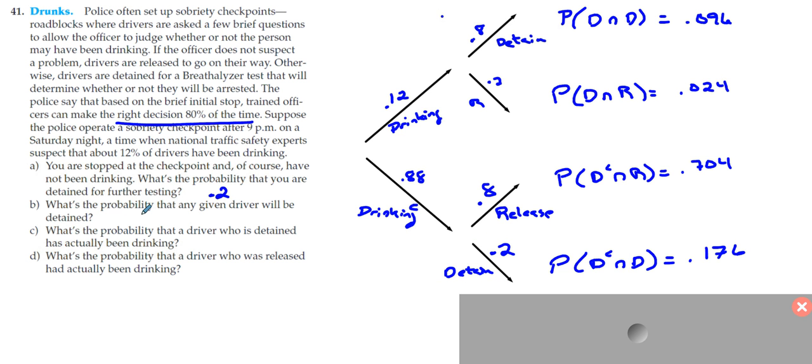What is the probability that any given driver will be detained? We don't care, well, we do really, but for this question we don't care whether they've been drinking or not. We're just trying to find the likelihood that you get detained at the sobriety stop. So you could be detained after you have been drinking, which is this one up here, right? And 0.096.